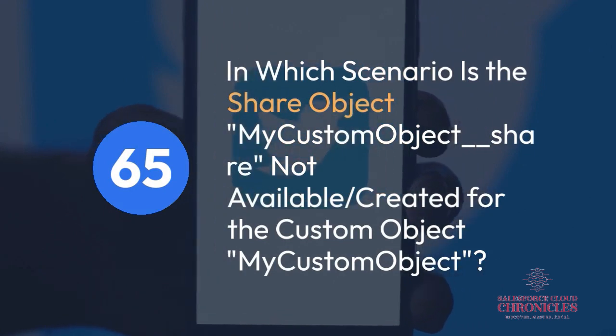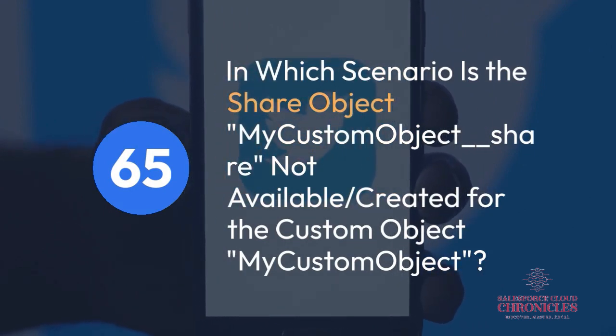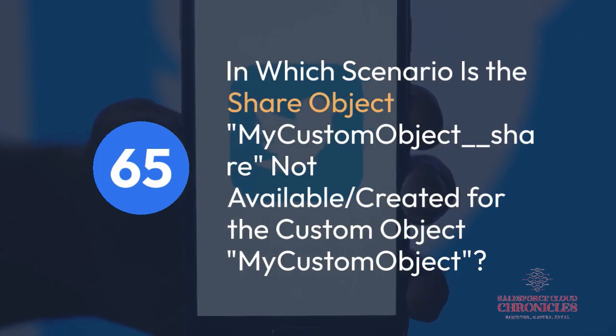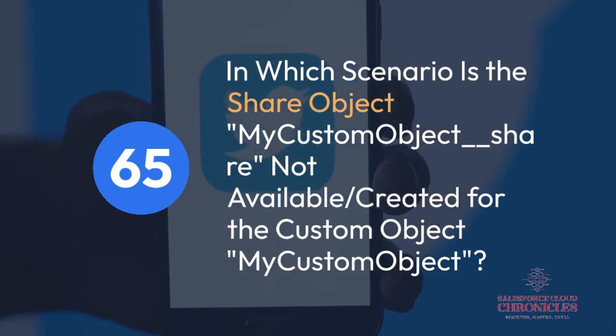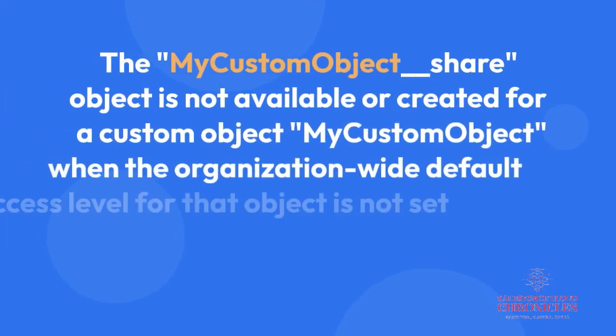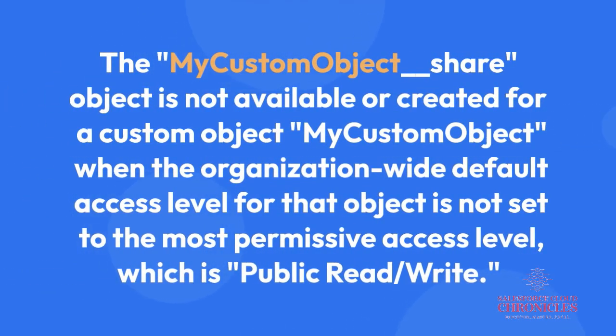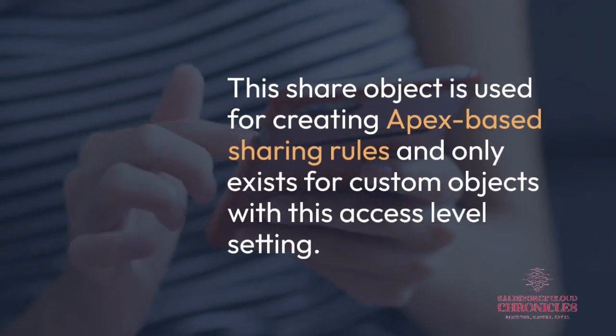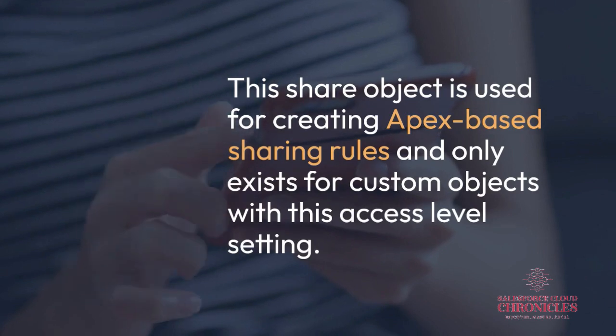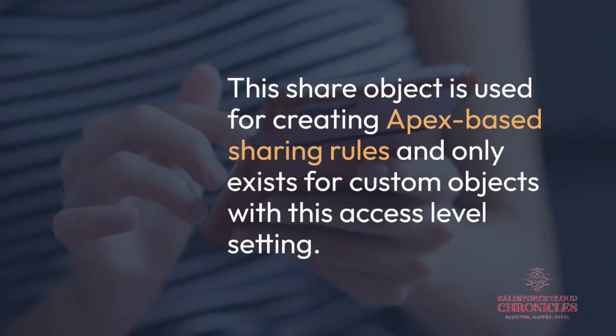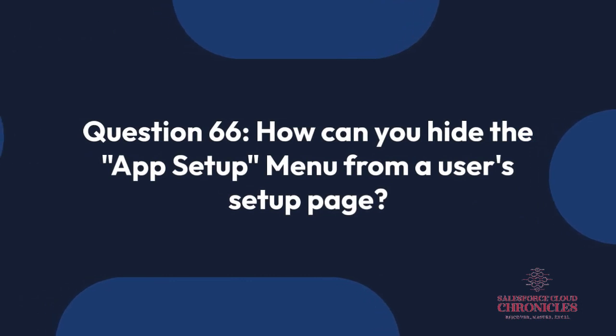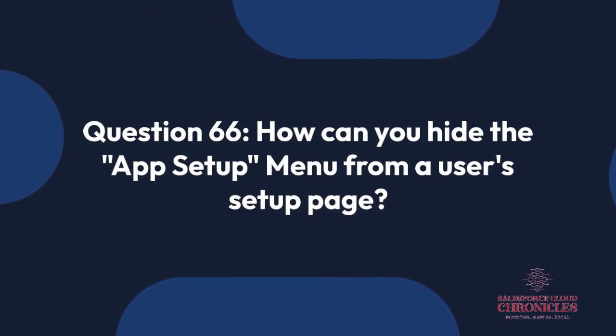Question 65. In which scenario is the share object, myCustomObject__share, not available, created for the custom object, myCustomObject? The myCustomObject__share object is not available or created for a custom object, myCustomObject, when the organization-wide default access level for that object is not set to the most permissive access level, which is public read/write. This share object is used for creating Apex-based sharing rules and only exists for custom objects with this access level setting.